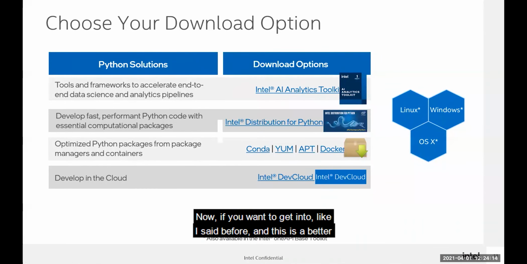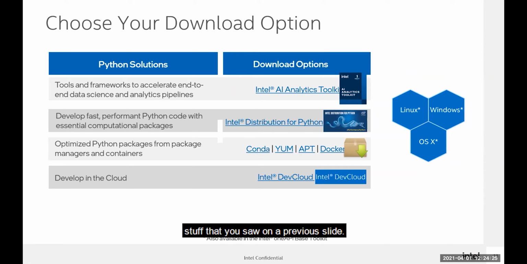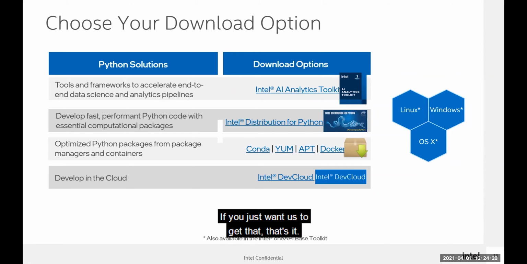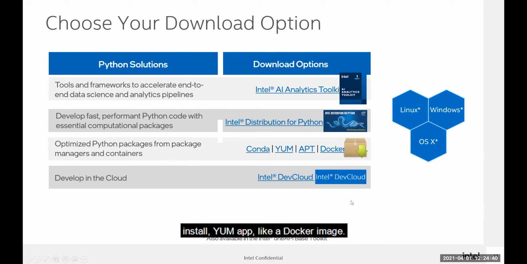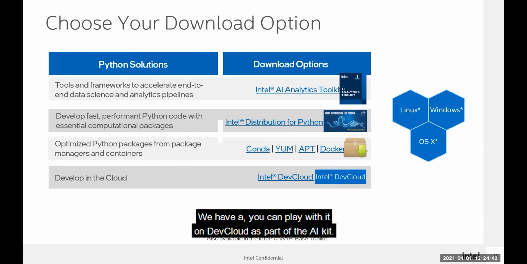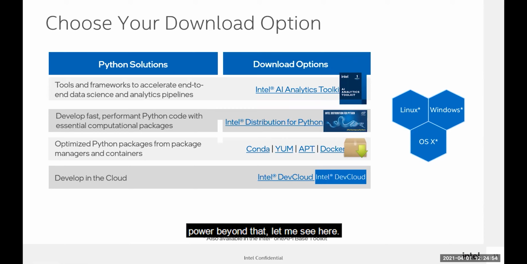Now, like I said before, this is a better breakdown. If you just want to get Intel Distribution for Python, which includes NumPy, SciPy, XGBoost, scikit-learn, all that good stuff that you saw on that previous slide, and that's it, not Modin, not TensorFlow, not PyTorch, you can install it separately through conda install, yum, apt, or a Docker image we have. You could play with it on DevCloud as part of the AI Kit. It supports Linux, Windows, and macOS systems. You could also install it as part of the AI Kit if you want more power beyond that.